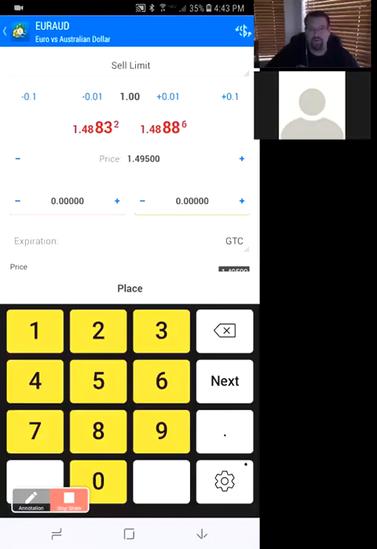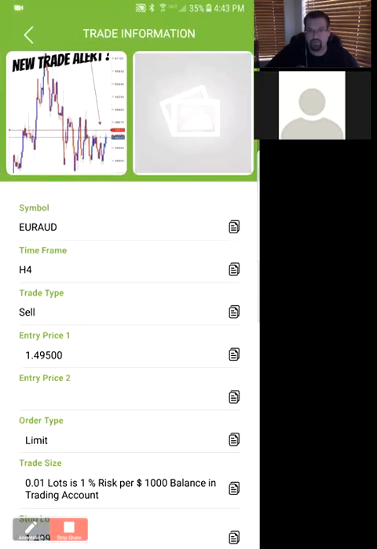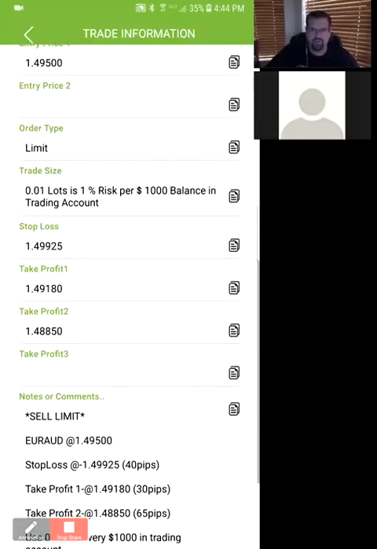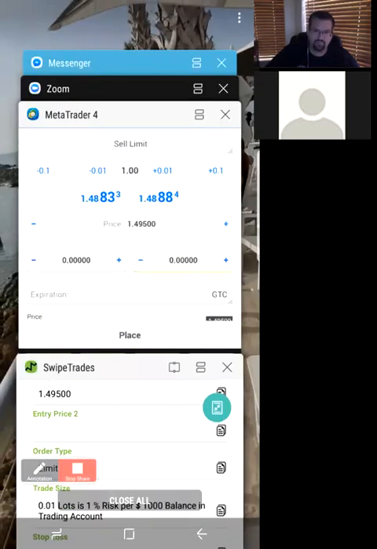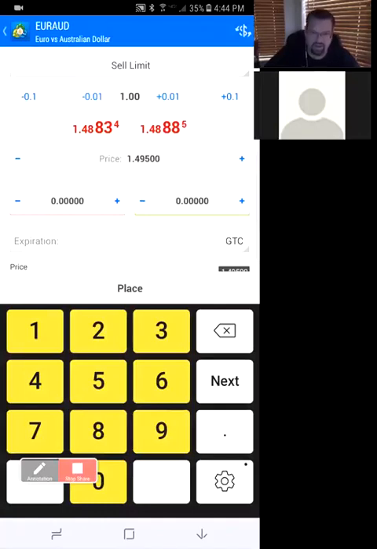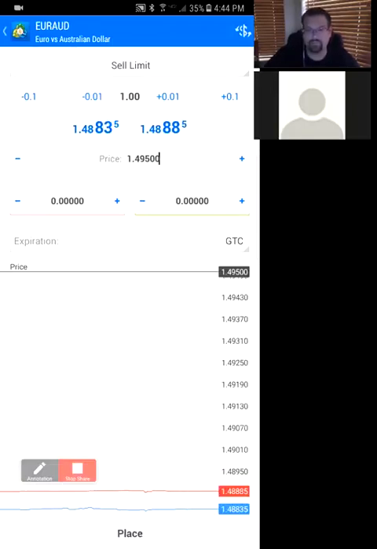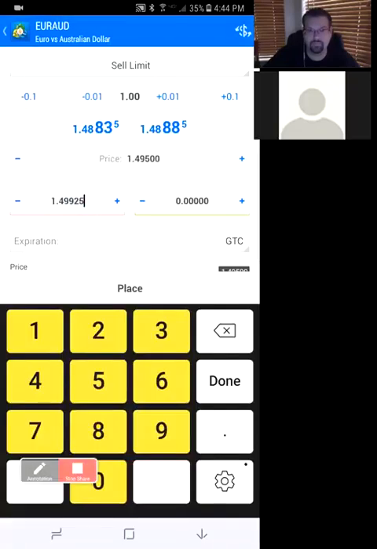All right. Now you go back to the app. Go back to the Swipe Trades app. Scroll down. And you're looking next for the stop loss. So go ahead and click the little icon next to the stop loss. Now go back to your MT4 and put the stop loss, do exactly the same thing, in the stop loss where the red line is. Okay. That's it.